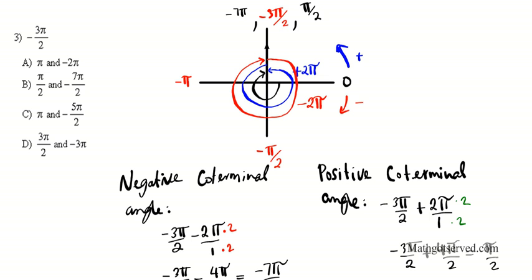Okay, so now let's take a look at this. Which option has negative 7 pi over 2 and pi over 2? Option letter B. Okay, so our answer is B.